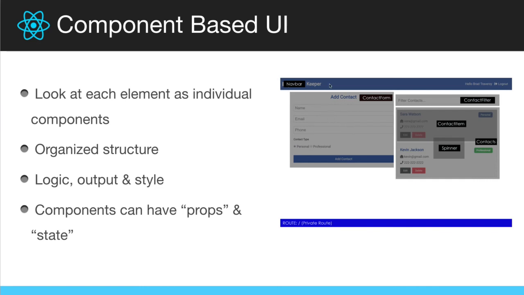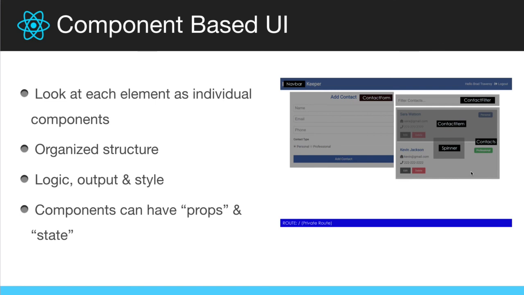So basically we have a nav bar at the top, we have a contact form component on the side, we have a filter component here, we have the contacts component, and within that we have the contact item components. Okay, so we can embed components within each other. We also have a spinner, which will only show as the contacts are being fetched from the back end. Okay, so some components will show at certain times, and it just makes everything organized and very dynamic.